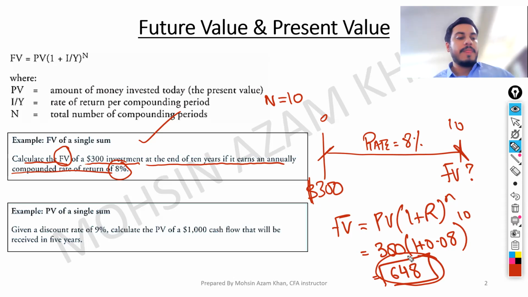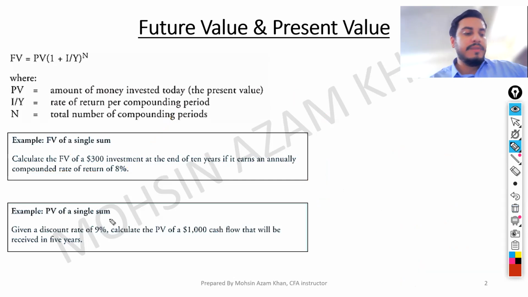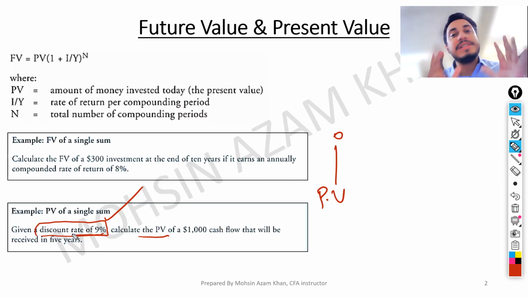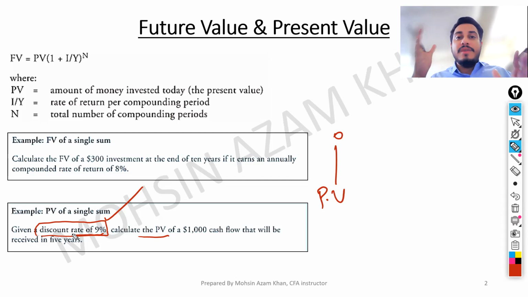Now, before doing the other way around, I'm also doing the second part of it, which is the present value. Given a discount rate of 9%, calculate the present value. So you're supposed to calculate present value, and that's why they've used the term discount rate now. Discount rate and the rate are the same thing, but whenever we are calculating present value, we can use that term discount rate because we'll be discounting the future value with that rate.